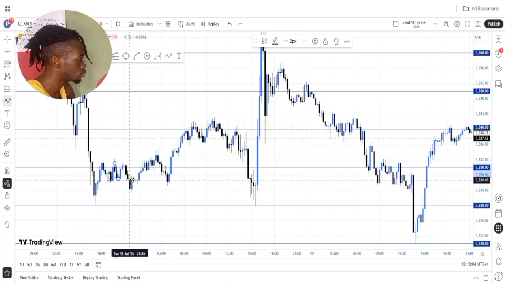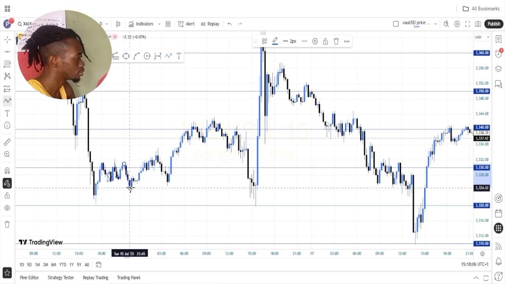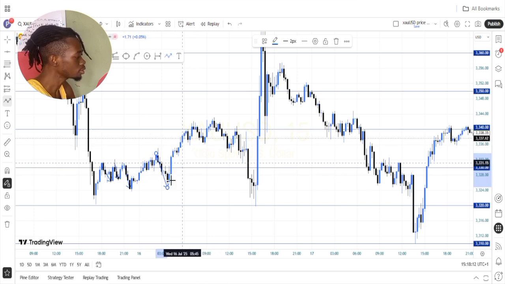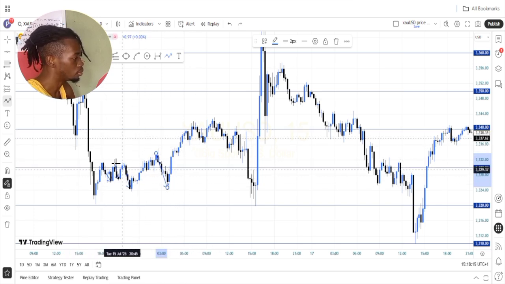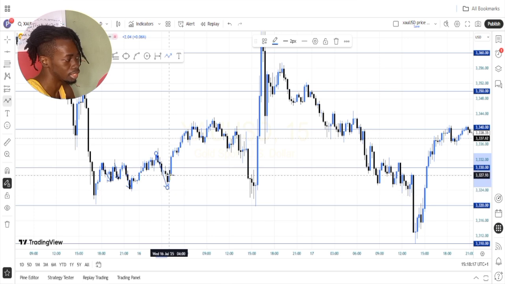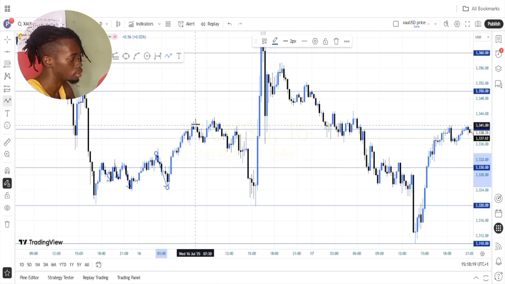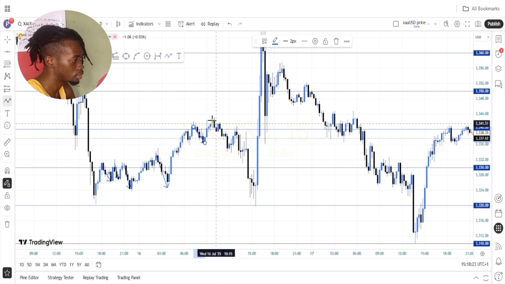Gets to a psychological level, a small pushback. Gets to a psychological level, a small pushback. See the reaction here, psychological level again. Same thing the other way. In this place it has acted as resistance, pushing price back down. Now it has broken the resistance, gone up to another psychological level, and what happens again?